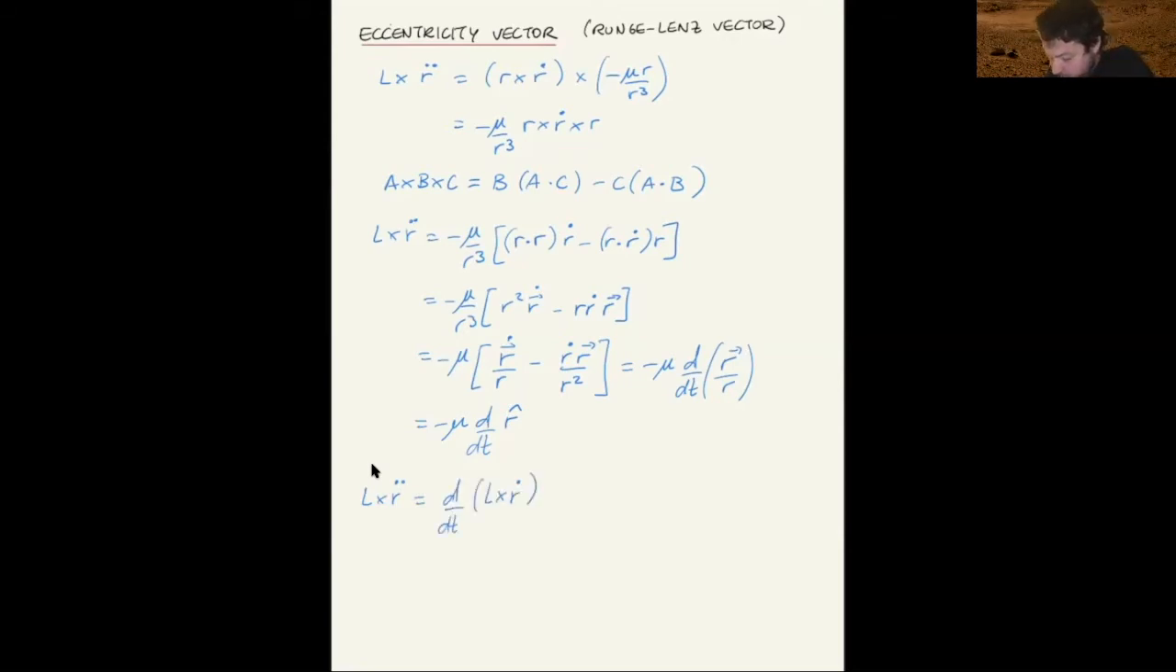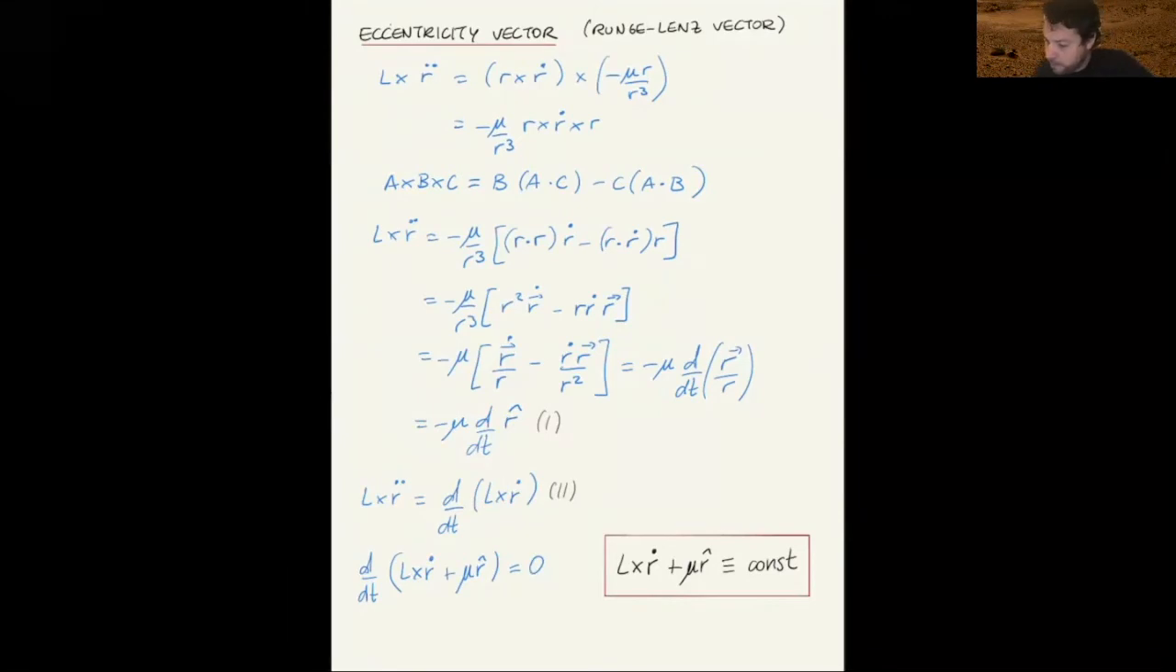Now, if you equate both equations, we find that the time derivative of L cross r dot plus mu r hat is equal to 0. So we found another constant of motion. It's not the most transparent vector, but at least one property is immediate.